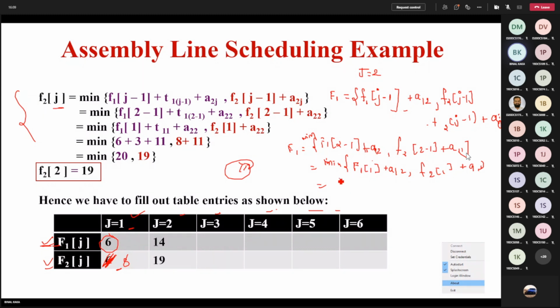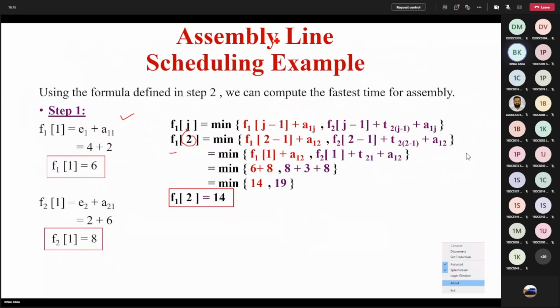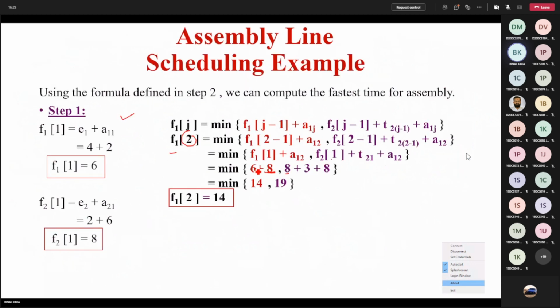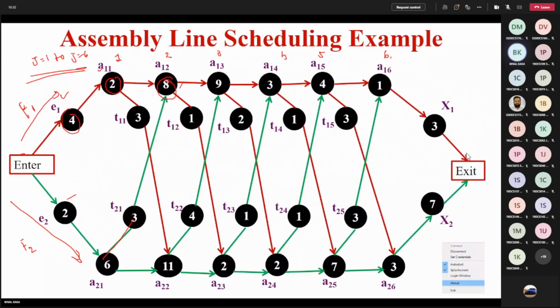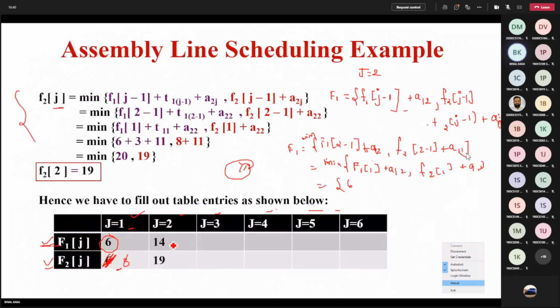f of 1 is 6. a of 1 2 is 8. Right? So that's why here it is 8. f of 1 is 8, look here, this is 8. Then f of 2 1 plus t of 2 1. So t of 2 1 is this one, you have to go from this to this. So it is 3. And a of 1 2 is again 8. So 14 and 19. Which one is minimum? 14. So what comes here for the f1 case? 14. Getting my point?